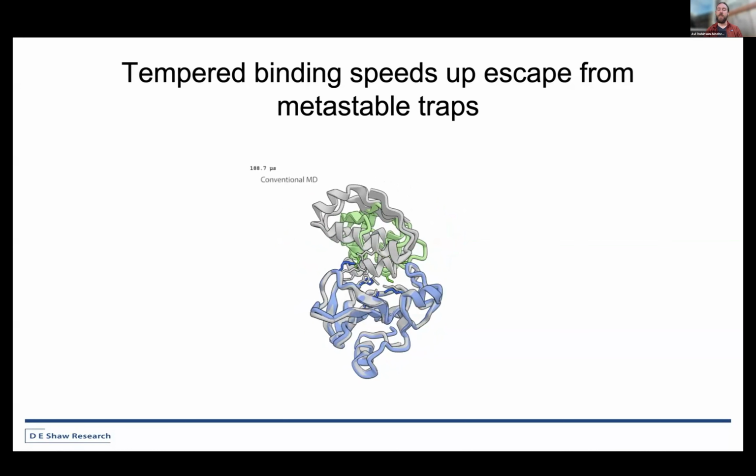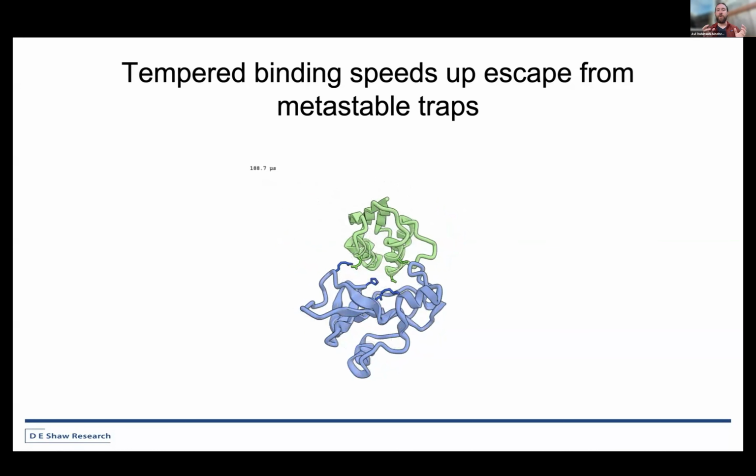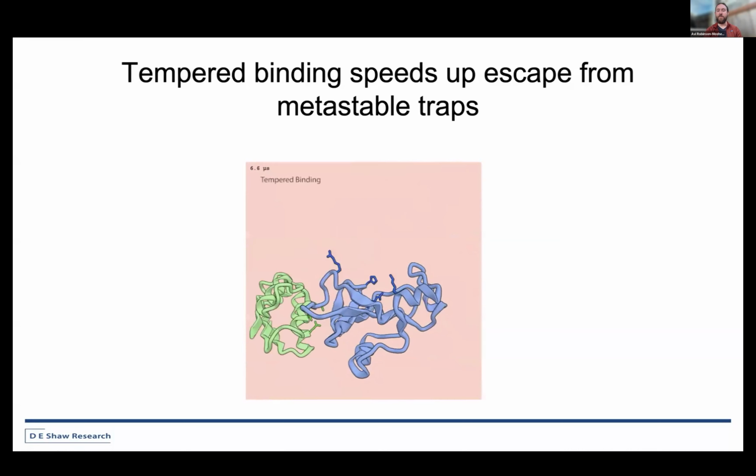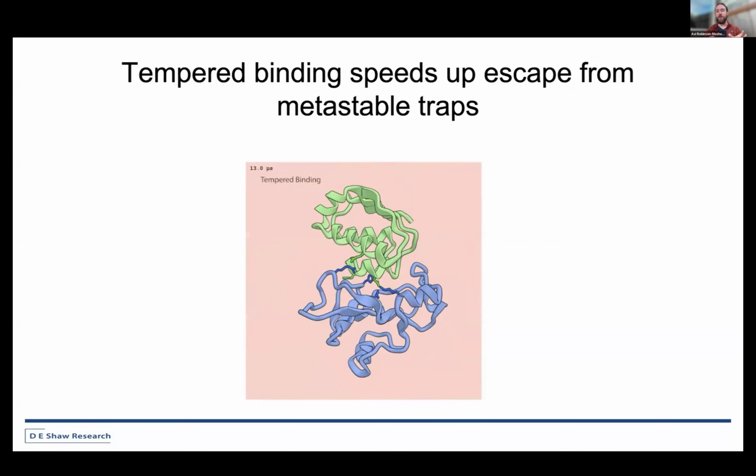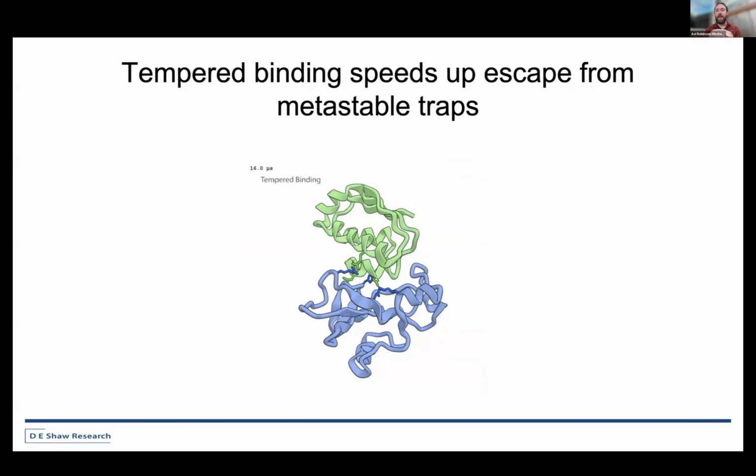If you instead use this tempered binding approach, which you have here in red, and I'm not showing the lambda ladder, you can see it forming transient associations, and then coming back into a more stable pose.